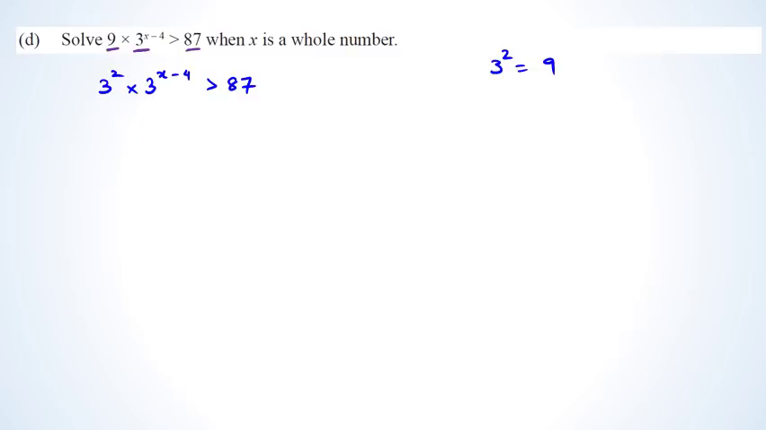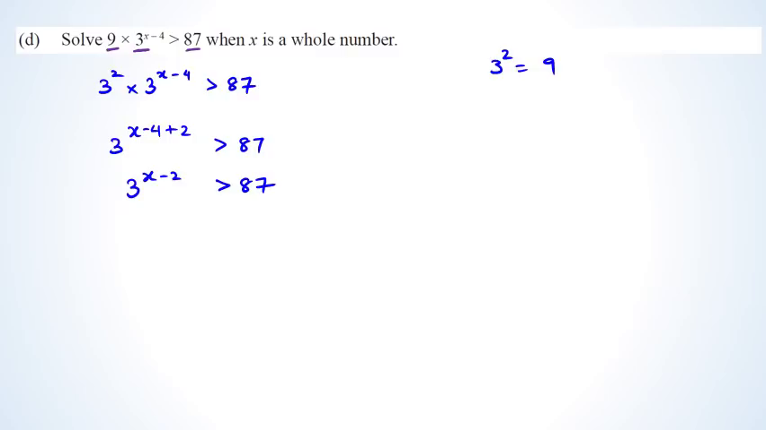So far so good. The next part is, because 3 is the same base, I can add the two powers. So I'm going to end up with 3 to the power of x minus 4 plus 2 is greater than 87. Simplifying this, I get 3 to the power of x minus 2 is greater than 87.